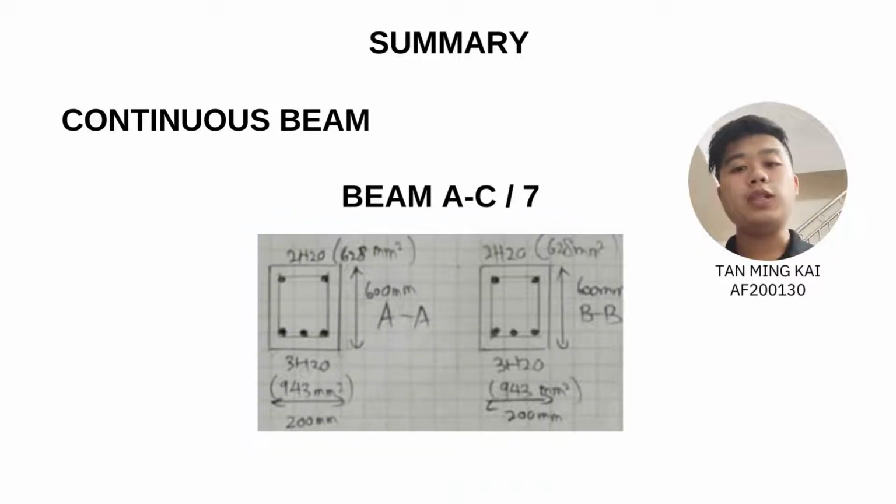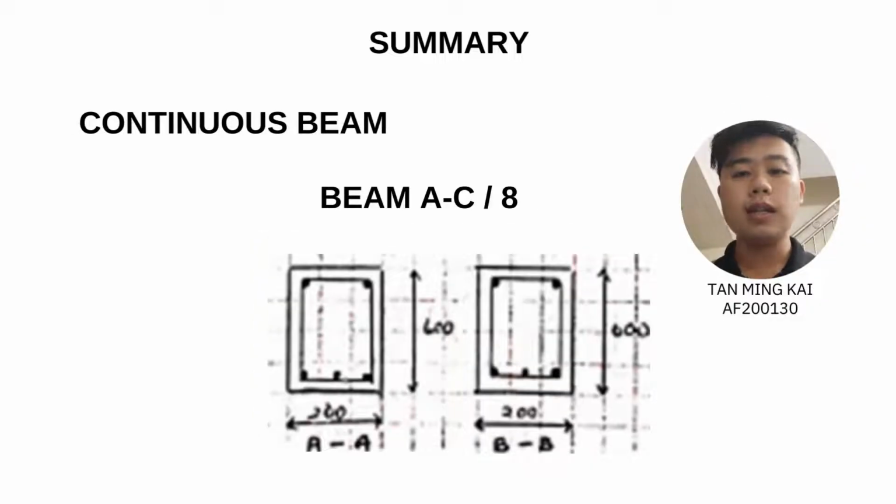For the beam A to C/7, the beam size for the section AA and the section BB are the same, that is 200 times 600. Both of them require 3 tension reinforcement bars and 2 compression reinforcement bars. Lastly is the beam A to C/8. The beam size is exactly the same as the beam A to C/7. And also the section AA and the section BB, it requires 2 compression reinforcement bars and 3 tension reinforcement bars.